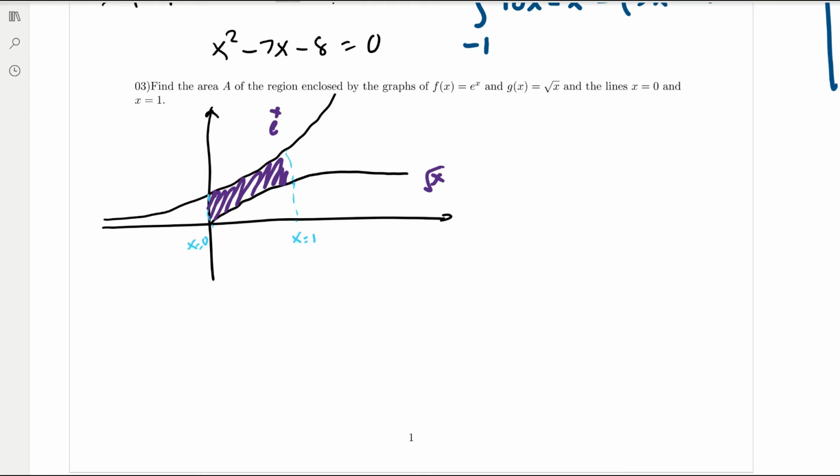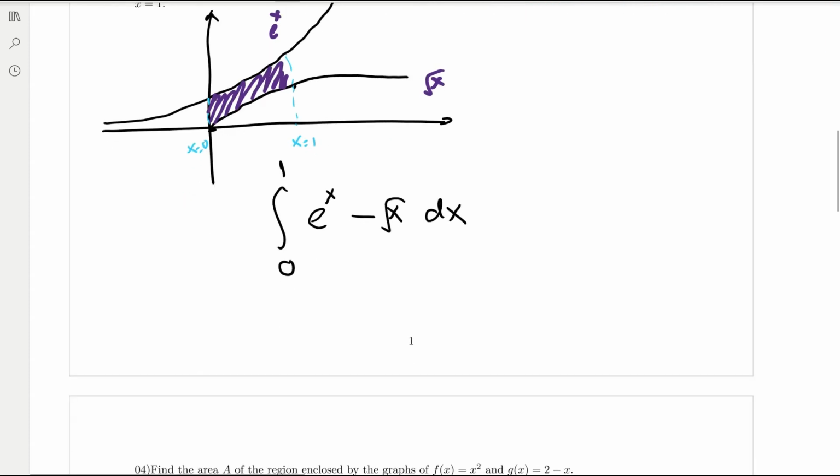Now here, the good thing is you don't need to find the intersection points, right? They have given you the left and right bound, so it's much easier. You are integrating from 0 to 1, and you want to find the area between those two limits, between the functions. The function on the top is e to the x, the function on the bottom is square root x. So this is super easy.